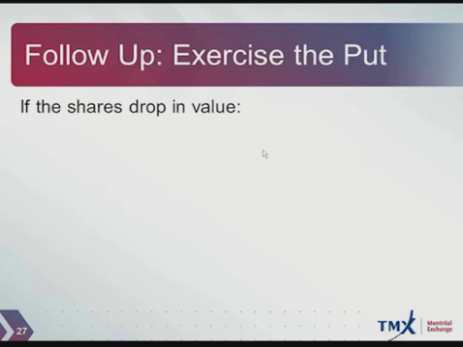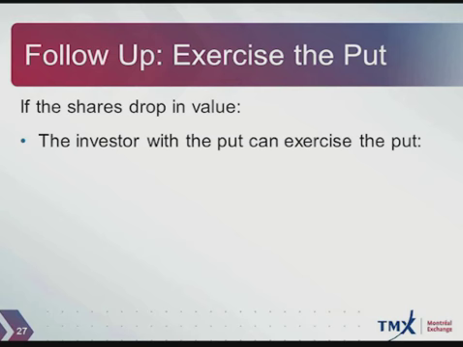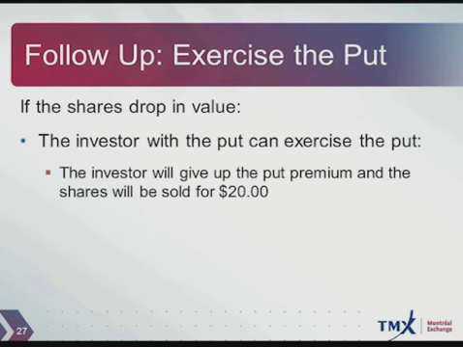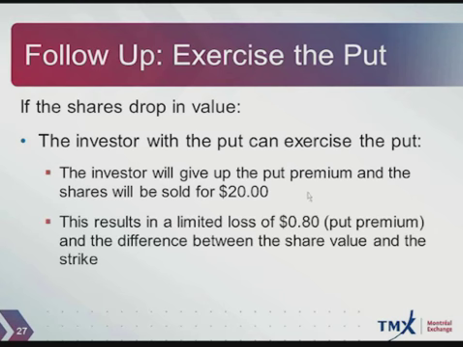So what can we do in the event that the shares drop in value? Well, if the shares drop in value, we can exercise our put. We can give up the premium, but no matter how low the shares drop in value, we are able to guarantee the sale at $20. So if the stock drops to 15, we still have the right to sell shares at 20. We subtract the 80 cents, and that's our maximum loss, the 80 cents that it costs us to buy that put option.